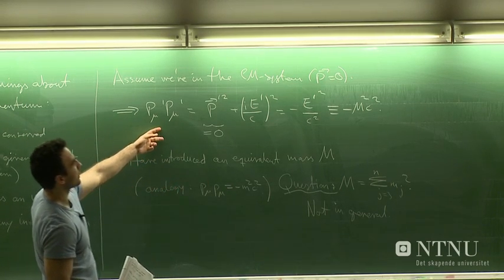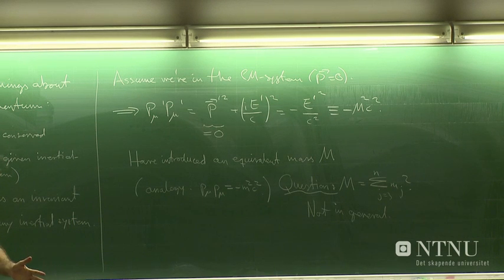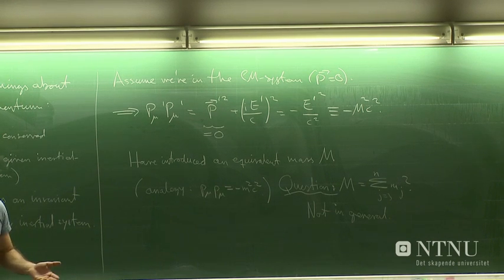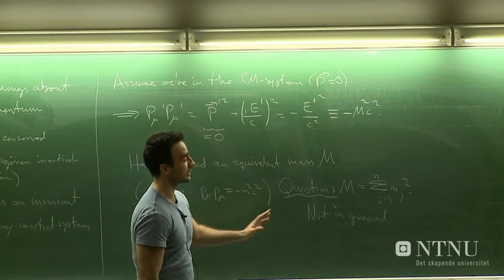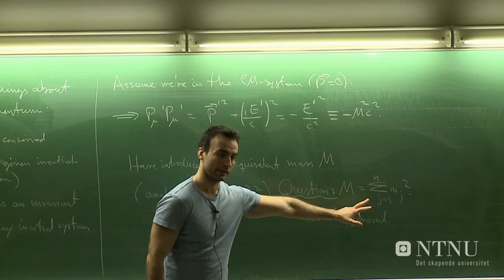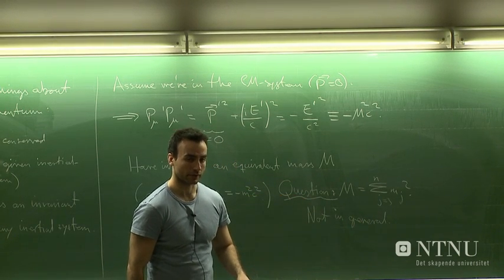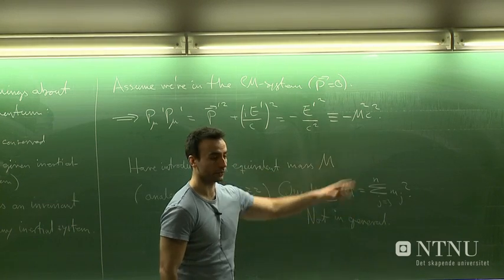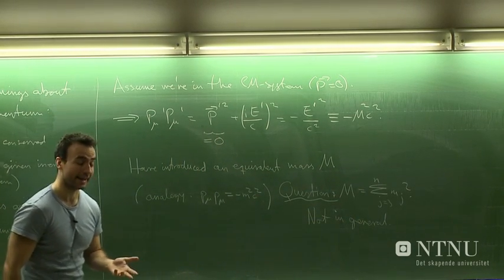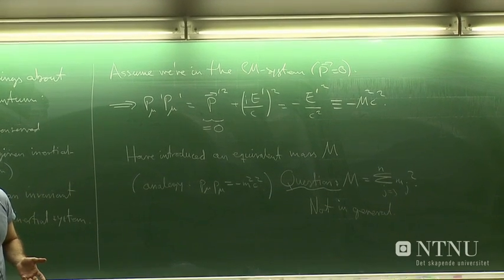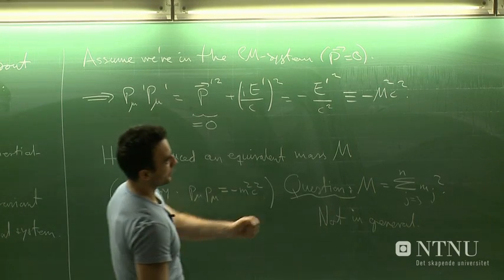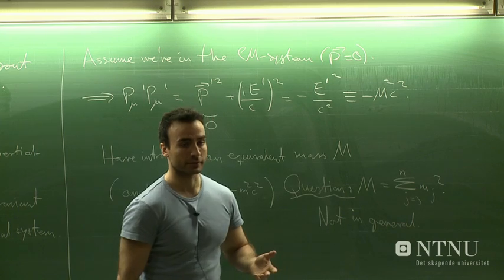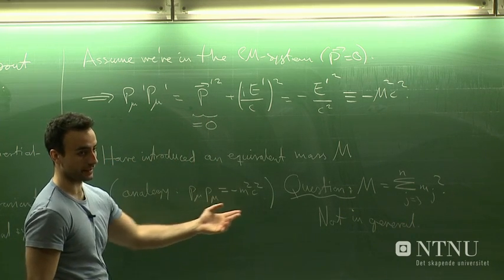If p mu prime consists of the sum of a number of four-vectors for all the particles after the collision, then this invariant, the equivalent mass, is not in general equal to the sum of all the masses of the particles, because this contains also contribution from their energy, the kinetic energy. So we're just introducing this as convenient notation based on this analogy here.